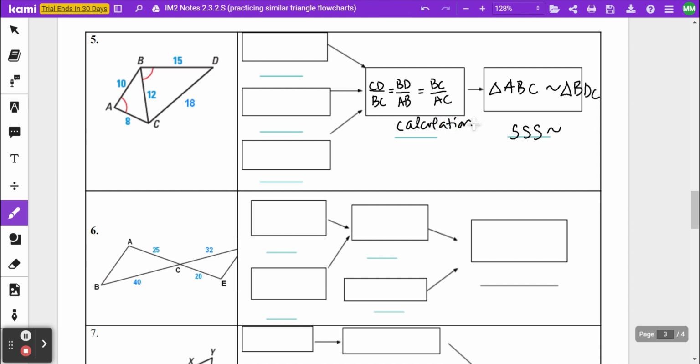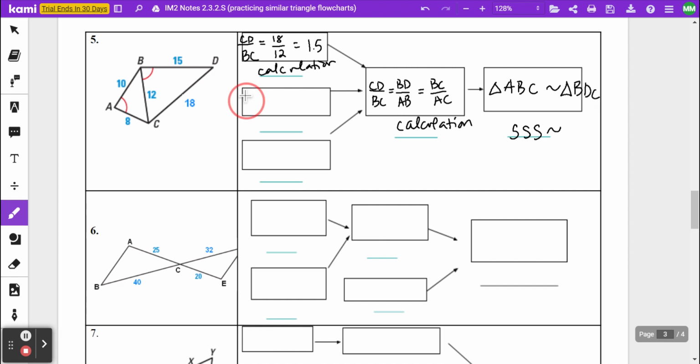Hopefully the corresponding sides are proportional. All right, let's begin with CD over BC. That is equal to 18 over 12, which is 1.5. That's by calculation. If the other two corresponding side pairs also have ratios of 1.5, we're going to be all set.